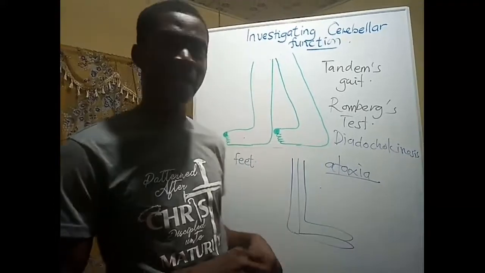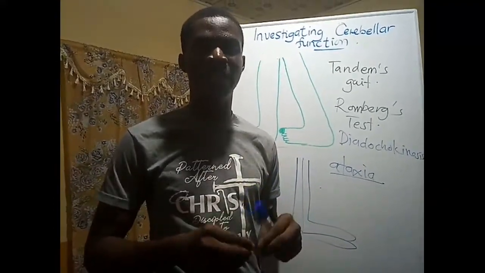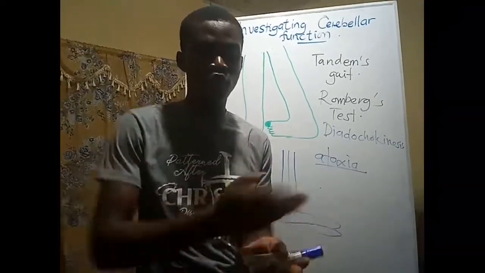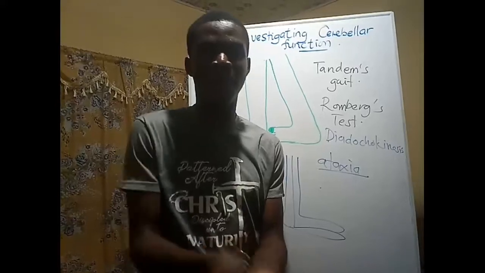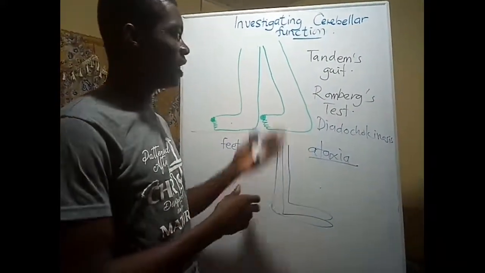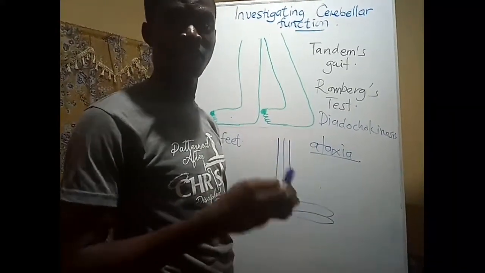So in the case where an individual is unable to perform fast alternating movement, we say that the person has dysdiadochokinesis. So you are unable to perform fast alternating movement of your upper limb. So we say you have dysdiadochokinesis. When you have this problem, it's probably associated with your cerebellum, that you have a dysfunction of your cerebellum.